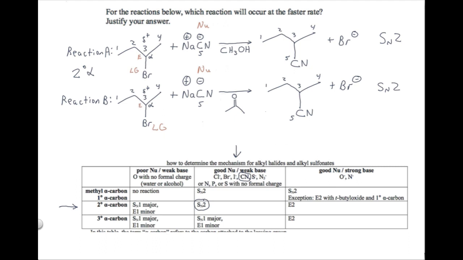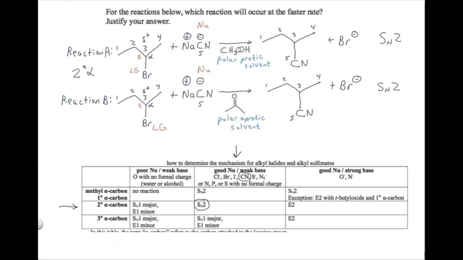And now we can see that these two reactions have the same alpha carbon, the same leaving group, and the same nucleophile. So how do we find a difference between them? The difference is the solvents. We can see that this solvent for reaction A has an OH bond, so it's a polar protic solvent. And this solvent for reaction B has no OH or NH bonds. It has 6 CH bonds, but no OH or NH bonds. So this is a polar aprotic solvent.